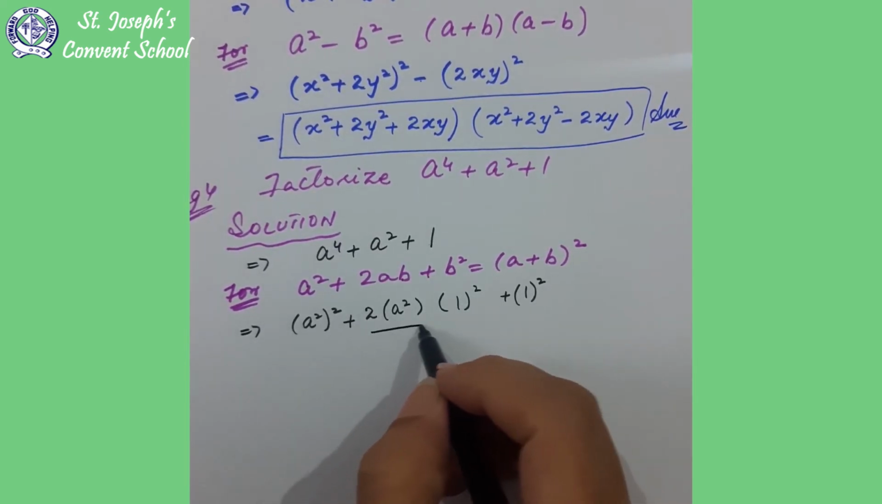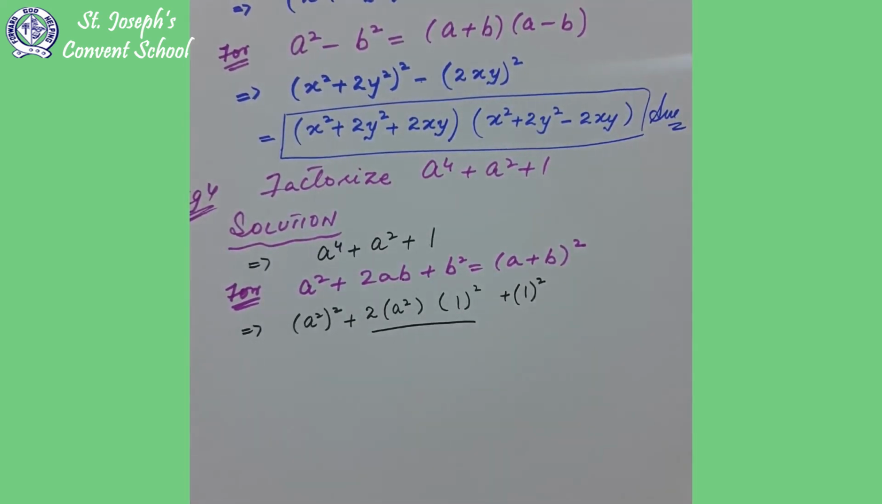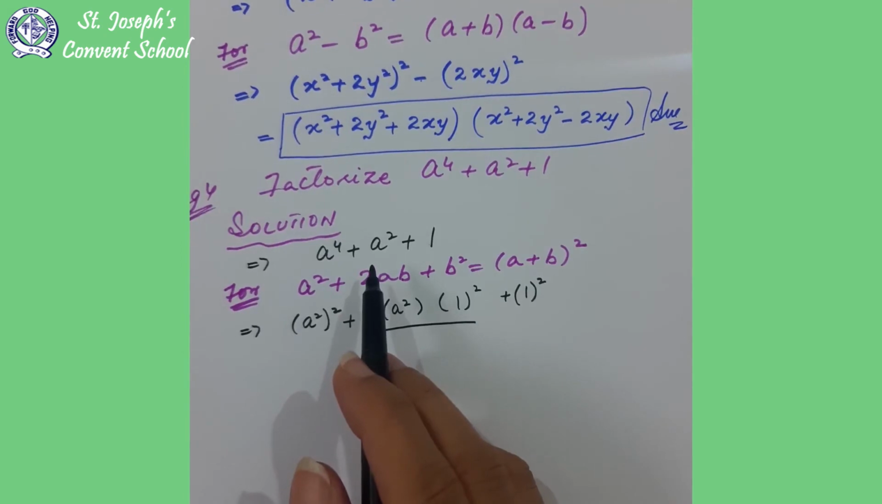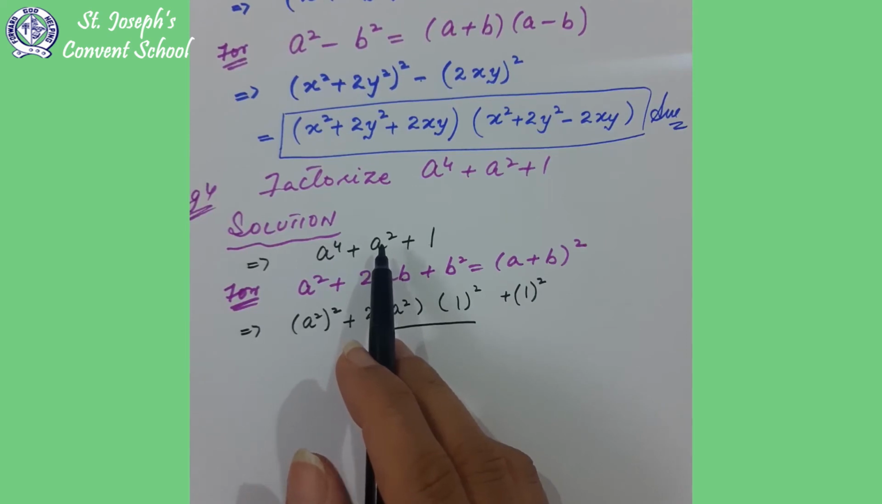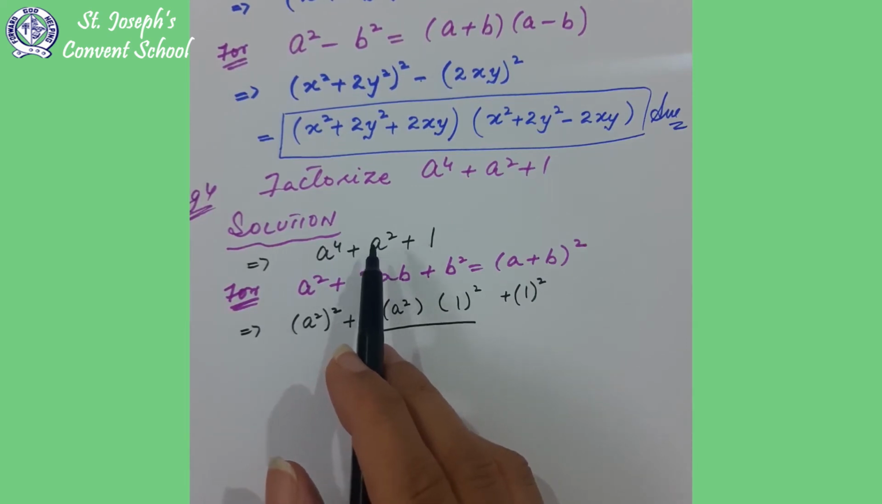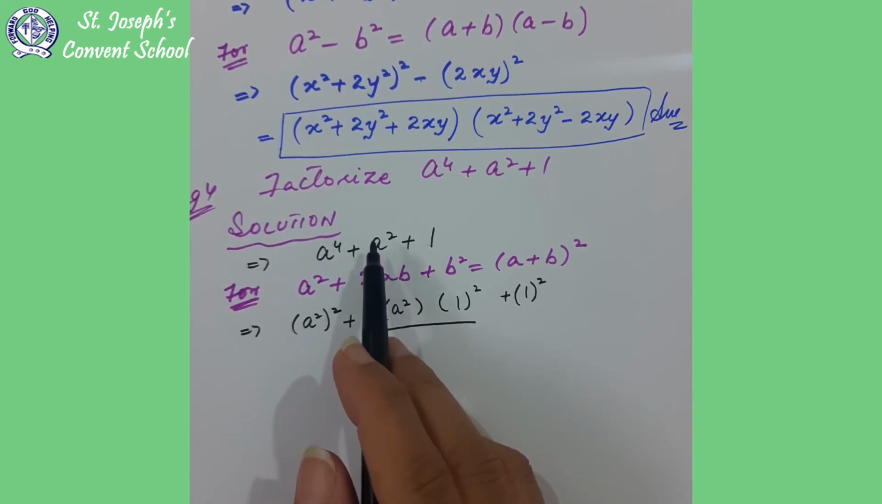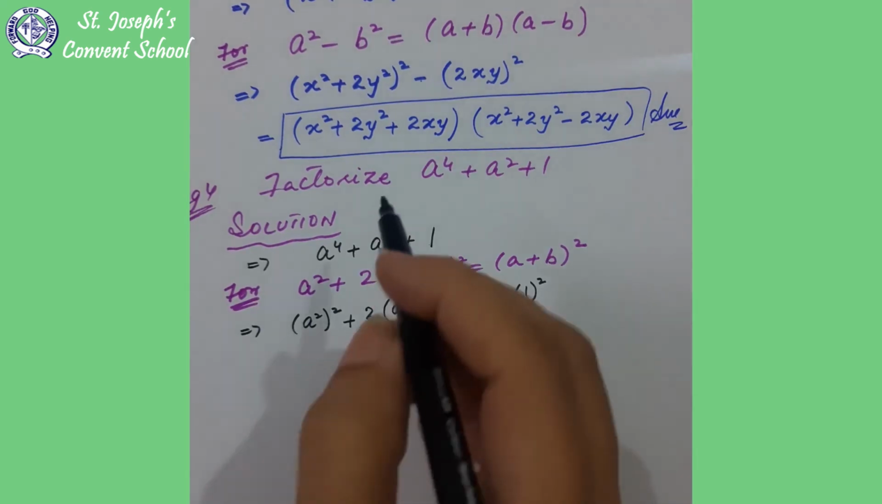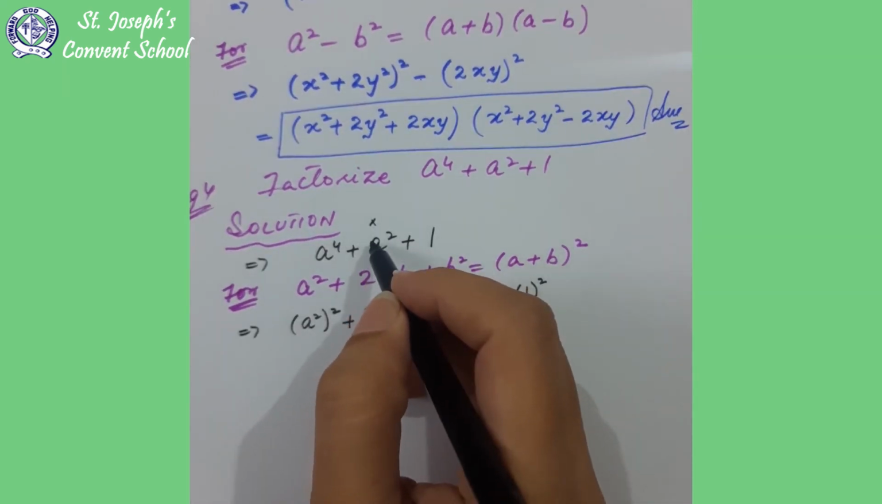Now this term we are adding is the middle term. You can see that the middle term should be 2a square, but in the question only a square is given. It means that the middle term is not correct, it is incomplete. So when the middle term is incomplete, we always write the middle term in the end. So the incomplete middle term will go in the end.